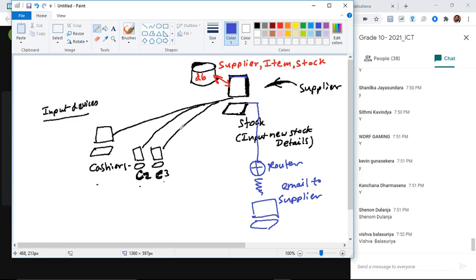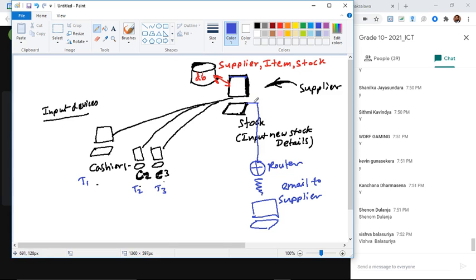All of them are connected to this computer. So what will happen? Each and every transaction you are doing here, transaction 1, transaction 2, transaction 3, whatever the transaction that you are doing, it will update on this main computer.